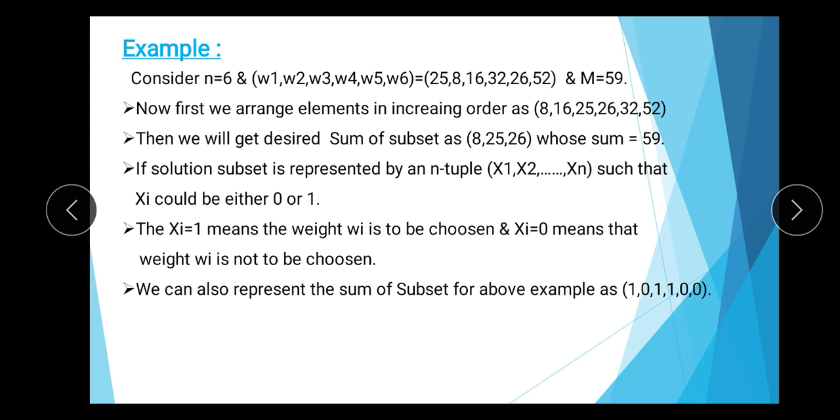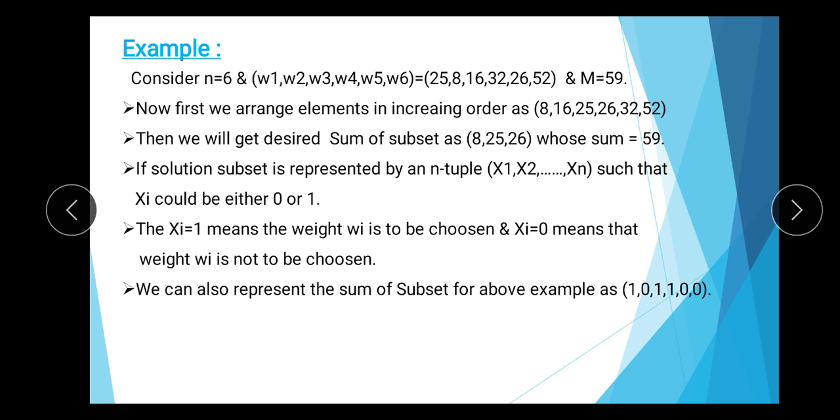Now if we see the given input set, it is not arranged, that is, the numbers are not in increasing order. So first we need to arrange the elements in increasing order and form the new input set with the rearranged elements. Then we will get the desired sum of subset. We try to form the subset by taking one by one element. First we choose the first element, that is 8. Then we choose 25 and 26. Now we have formed this subset from the given input set whose sum is equal to 59. This is the first subset formed from the given input set whose sum is equal to 59.